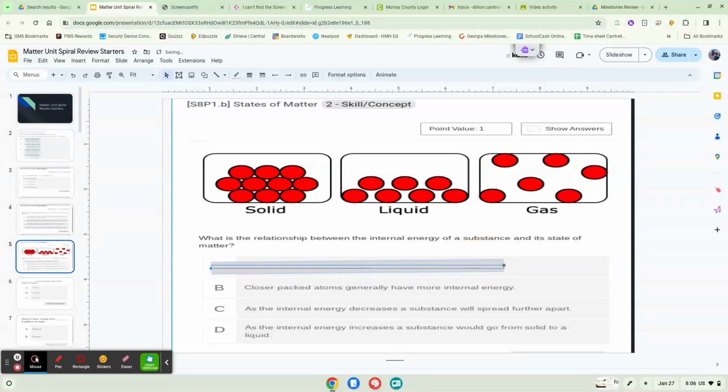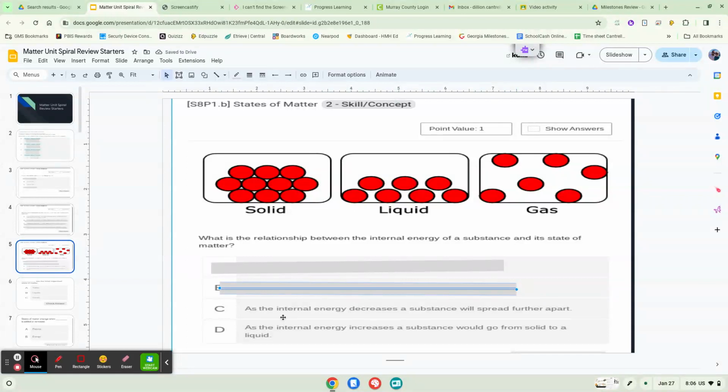And guys, this is exactly on a test how I would answer these starters. Go one at a time and mark the ones out that you know it can't be. B, closer packed atoms generally have more internal energy. So let's just look. Solid has closer packed atoms than either one, liquid or gas. Do we have more energy in a solid? Absolutely not. Remember, a solid has the lowest energy. Those particles are just vibrating in place. They're not moving around much at all.